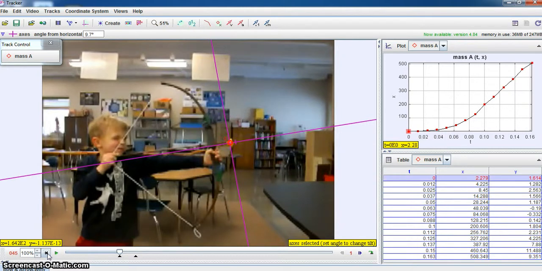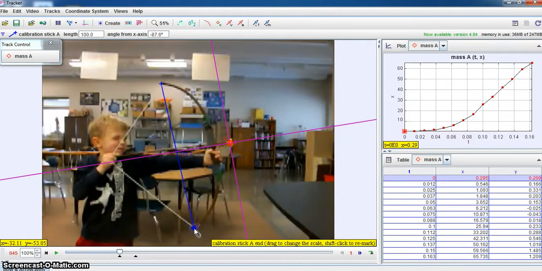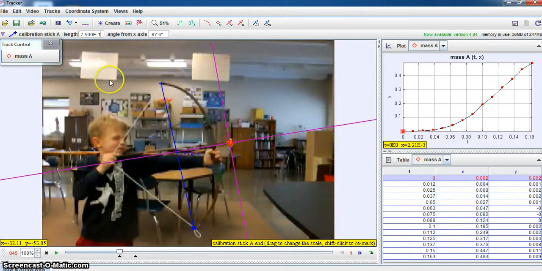The last thing that I need to do again is set a scale, so I'm going to grab a new calibration stick, and I'm going to place it on one end of the bow, down here to the other, and this distance is going to be 0.75 meters. And there we go. We now have that set. So we've got our scale set, we've got our origin set, we've got our points plotted. We can look quick at our graph.